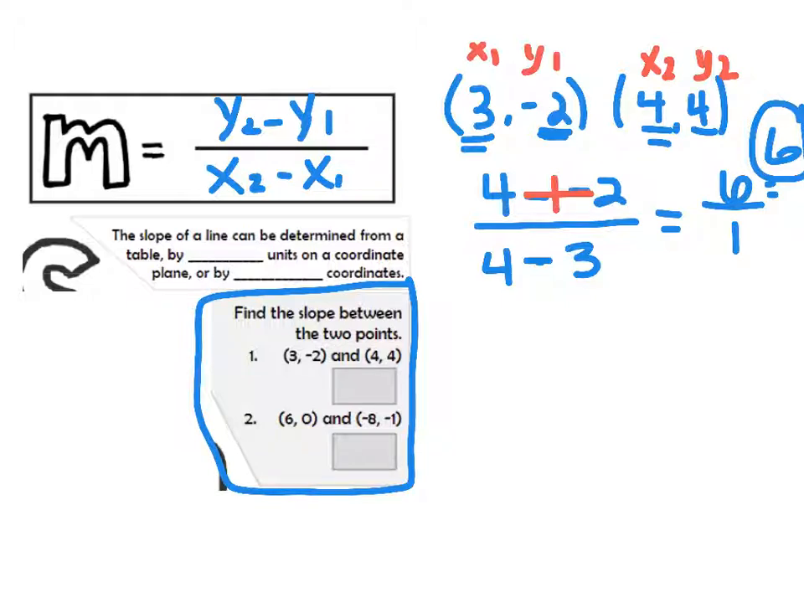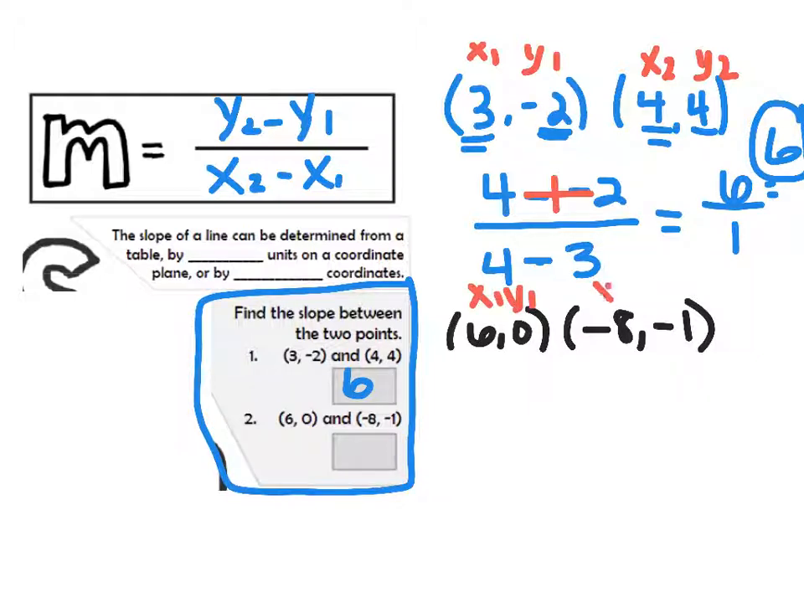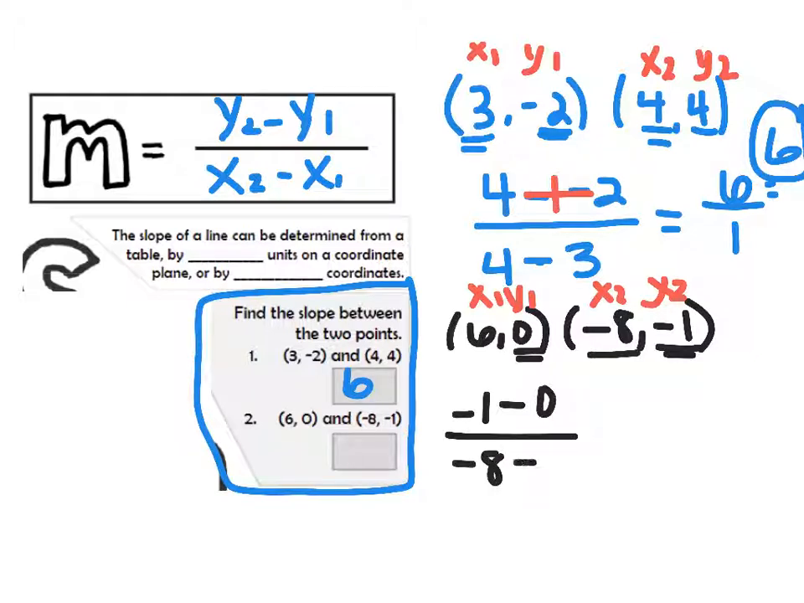Okay. In your second example, we have (6, 0) and (-8, -1). Okay, again, I would label them x1, y1, x2, y2. Alright, so y2 would be -1 minus y1 is 0 over x2, which is -8, minus x1, which is 6.